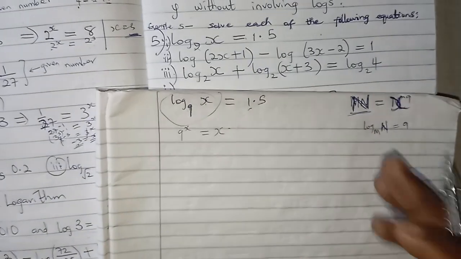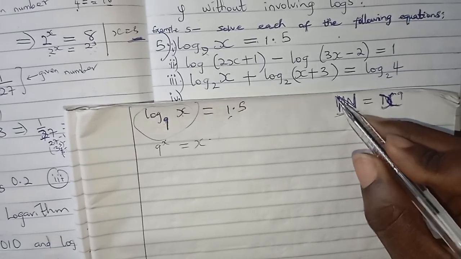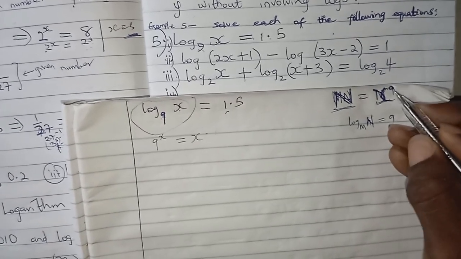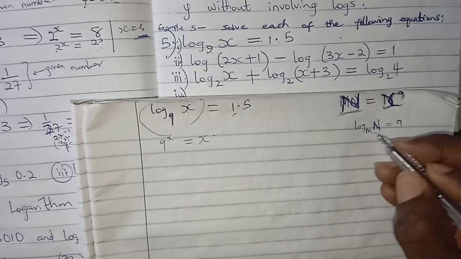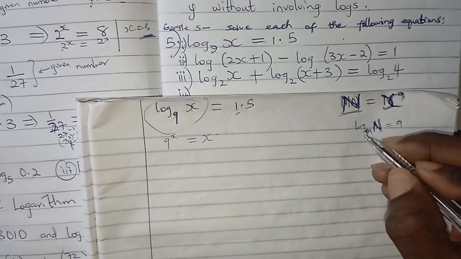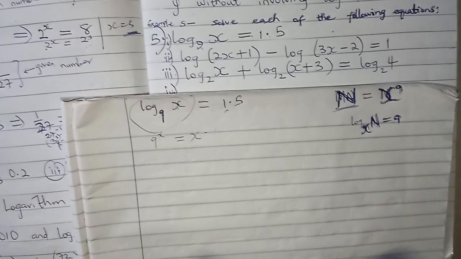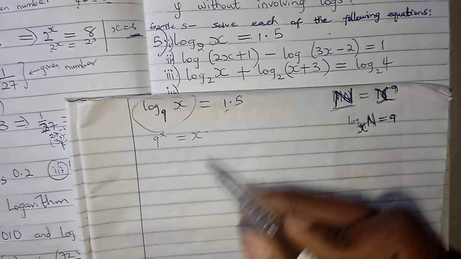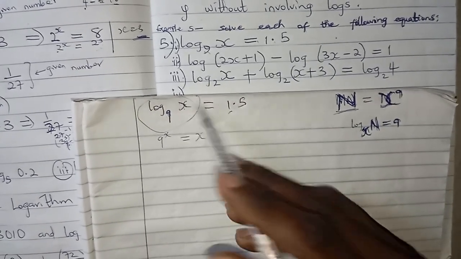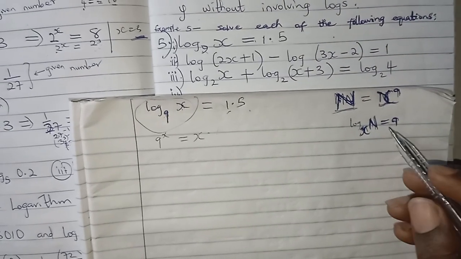So notice, if we use this approach, I have a number, and the base raised to this power gives me this number, which means that the log of this number to this base, which is x here, will give me this power. So for that reason, let's apply the same approach here. So I now see that if I have log 9 x equals to 1.5, let's try to convert this now.